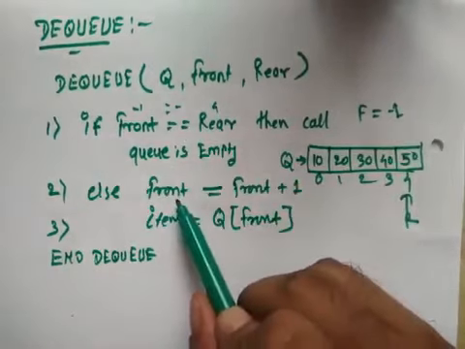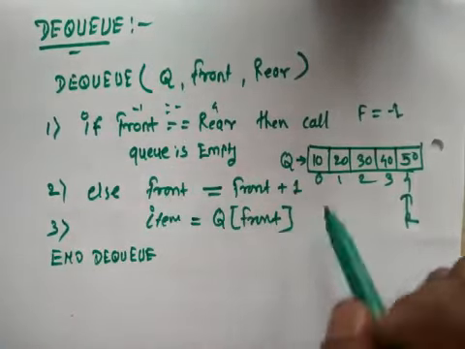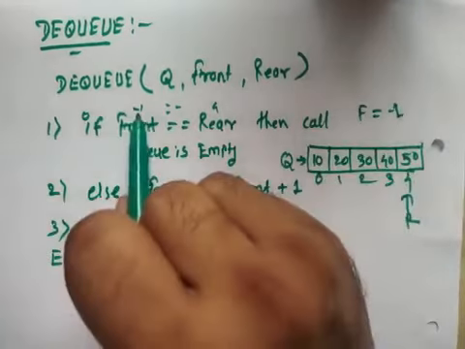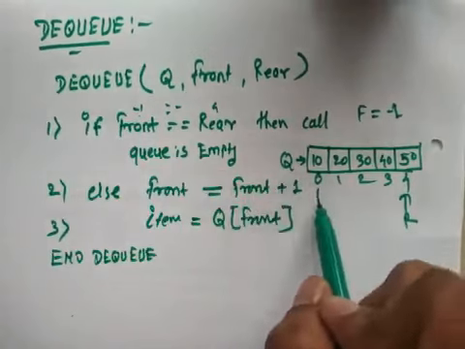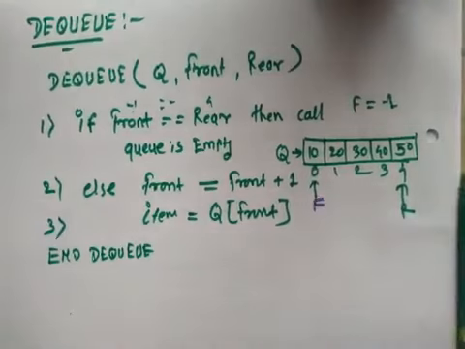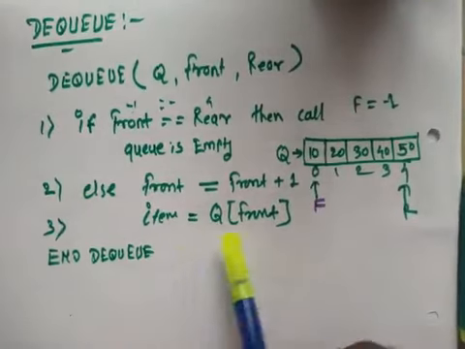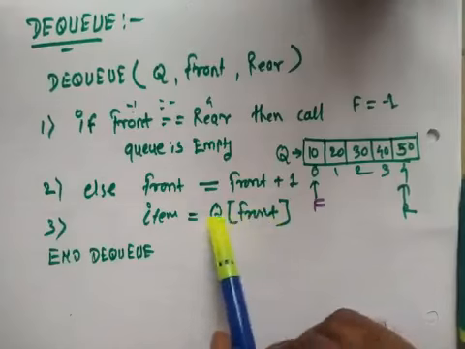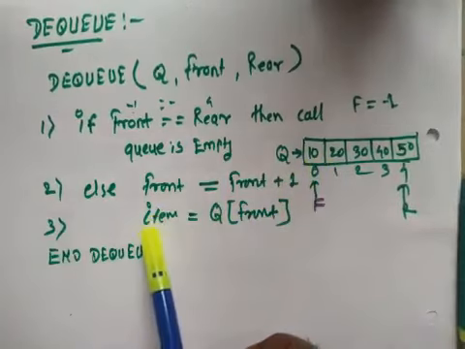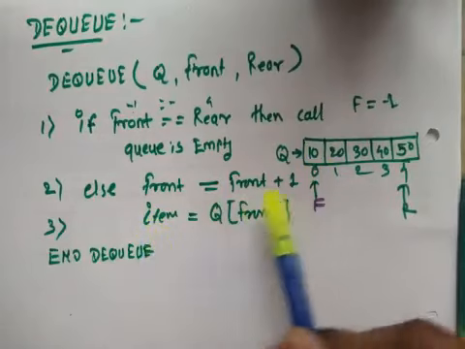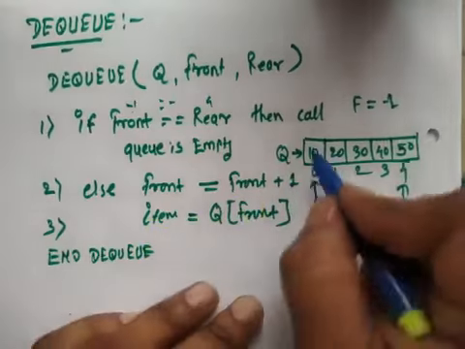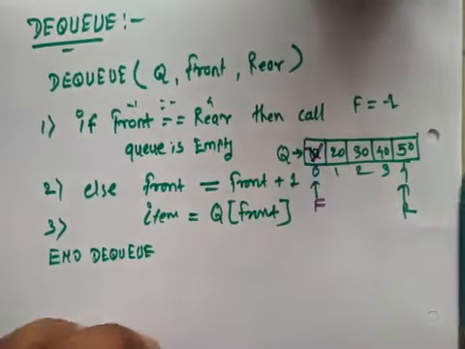Now in the else part, we initialize front is equal to front plus 1, which means we are incrementing front by one position. So what is the front value now? -1 plus 1, that is 0. So now front is going to point to index 0. Whatever element is at index q of front, we collect it in item. When the front pointer points to an index, that means that element is deleted, which means this 10 is deleted.